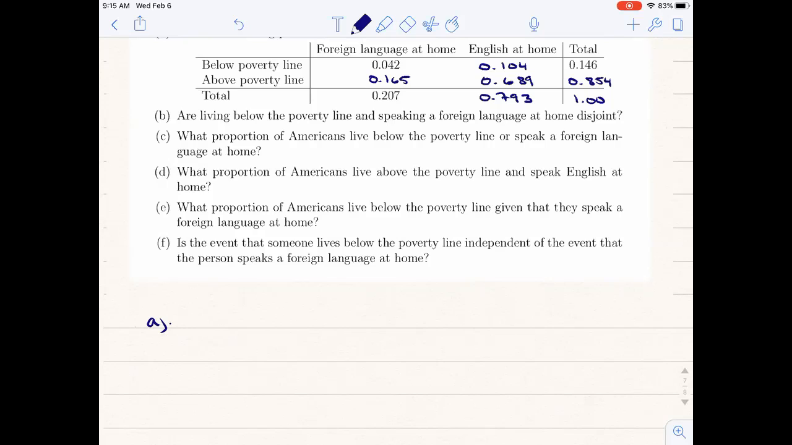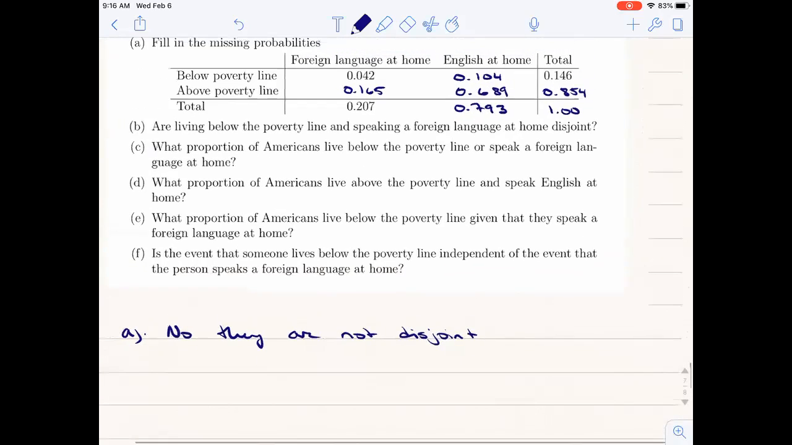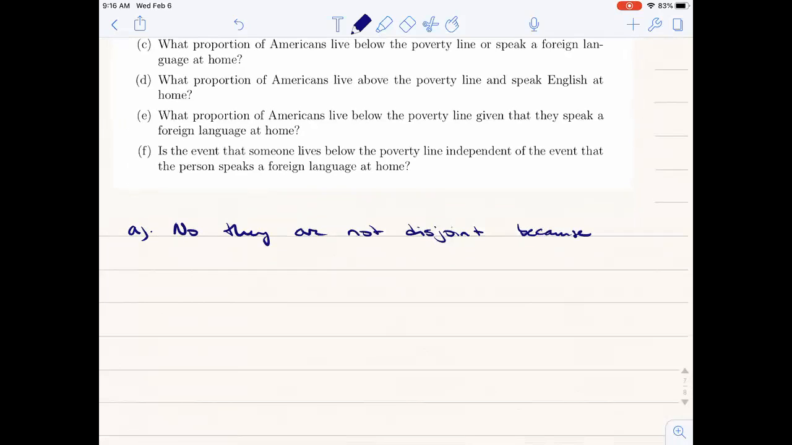A, are living below the poverty line and speaking a foreign language at home disjoint? They're not disjoint, right, because there is a probability of them happening at the same time. No, they are not disjoint, because there is a 0.042 probability they will happen at the same time.